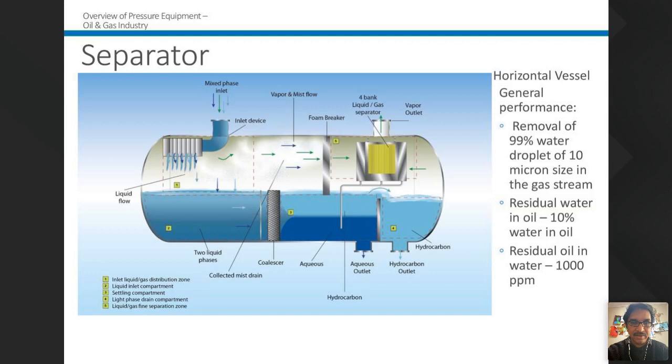So this is the purpose of a separator. What it does is remove 99% of water droplets of size 10 micron and above from the gas side. And when the oil goes to the next level of separation, we have to make sure the water content is very little, like 10% of water is allowed, and the oil content goes to the next phase of separation before it is pumped out.